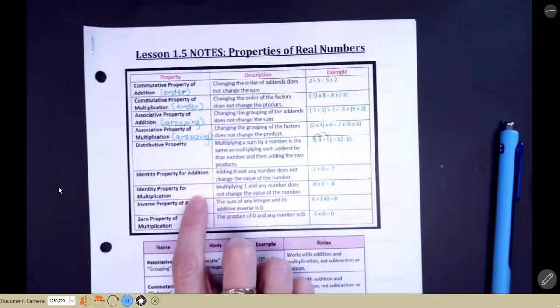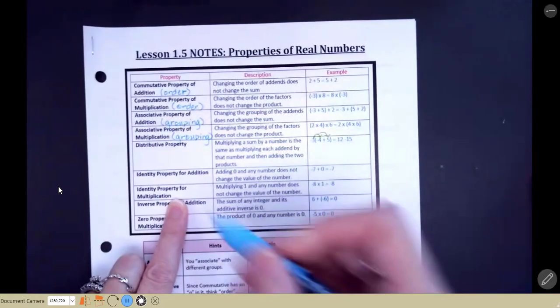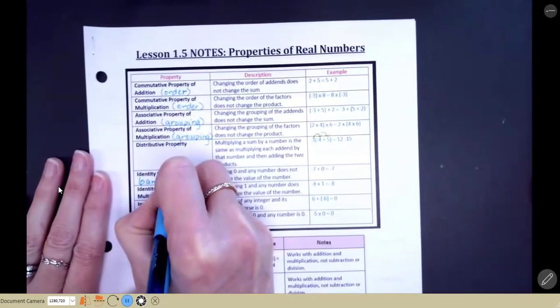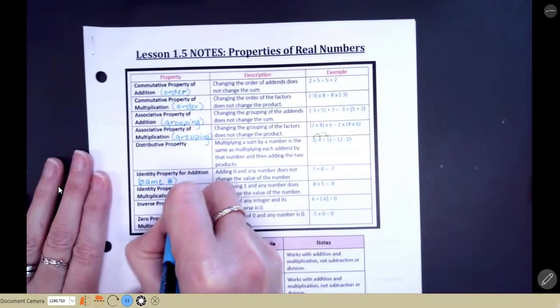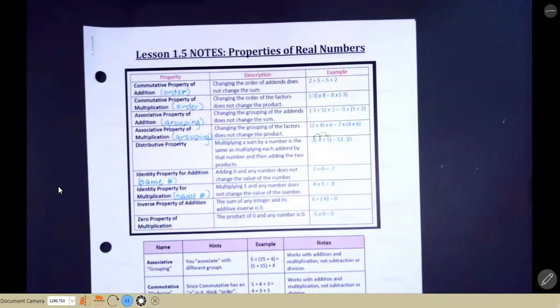Identity property for addition and identity property for multiplication. I'm just going to put same number here. This might help. For addition, anytime you add a number to 0, you're going to get that same number. For multiplication, anytime you multiply a number by 1, you're always going to get that same number. That's identity. It's like looking in the mirror and seeing yourself. You look at the answer and you see the number that was on the other side. Not 0 and 1, but the other number.